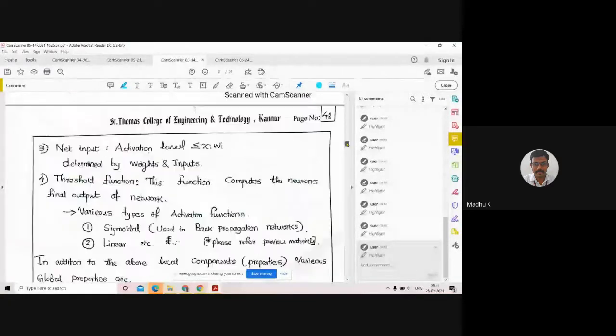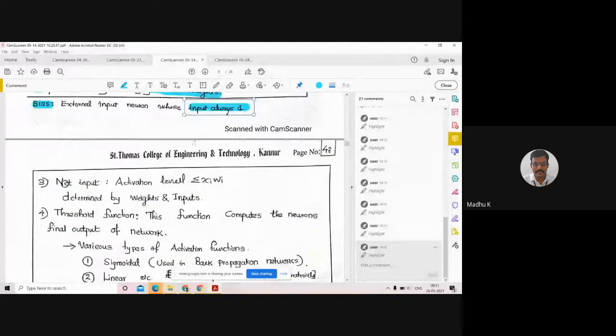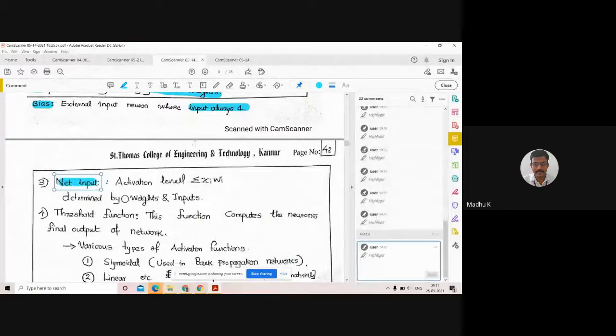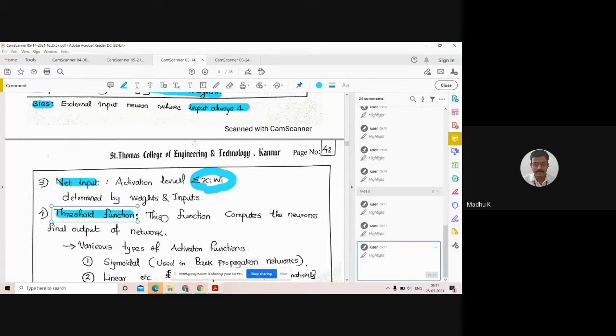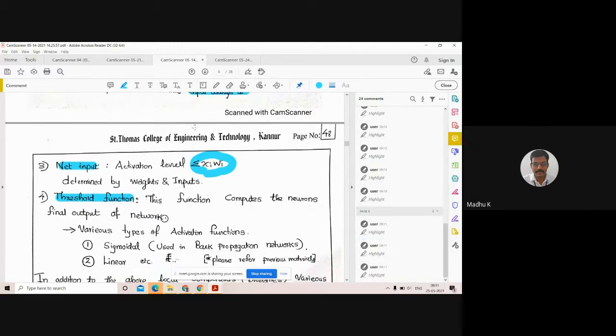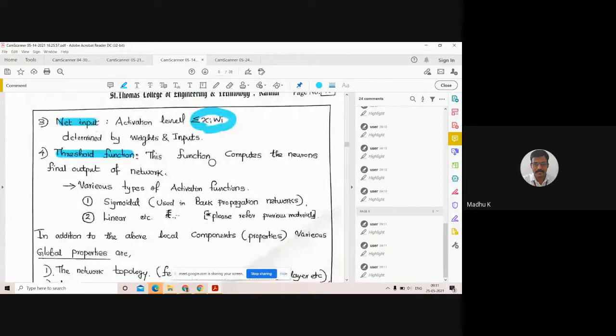Another component is net input. We know this is sigma xi into wi, that is, input multiplied by the corresponding weight. The summation of all inputs multiplied by their corresponding weights is the net input. Next important component is the threshold function or activation function. What is the use of an activation function? It is used to find the output of a neuron.